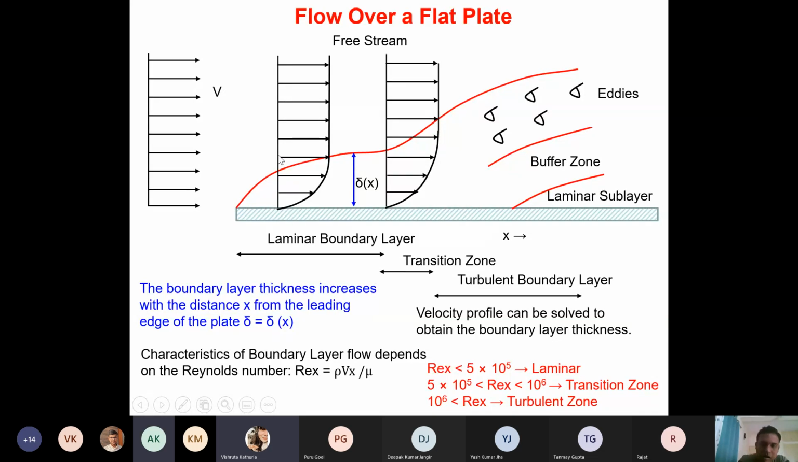Sir, you are talking about the developing flow, or is it fully developed flow?